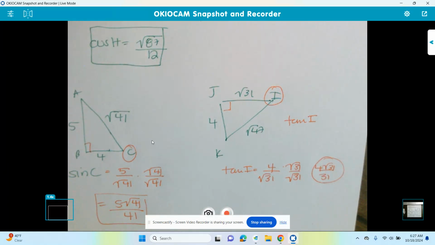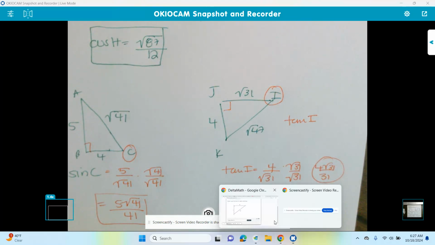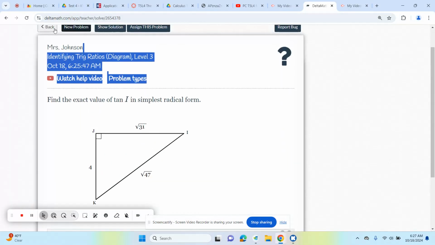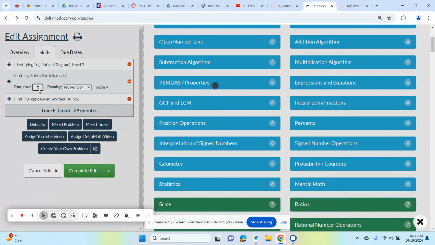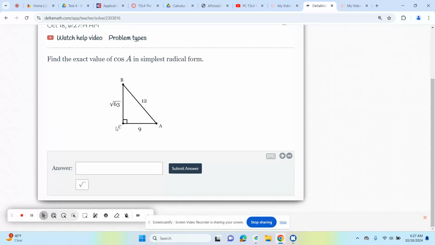Okay. All right, let's look at the second section. Cosine of A in simplest radical form. So here's where the simplest radical form is what really threw some of y'all. The square root of 63 over, and 9 and 12, and we are B, C, A, and we want to find the cosine of A.